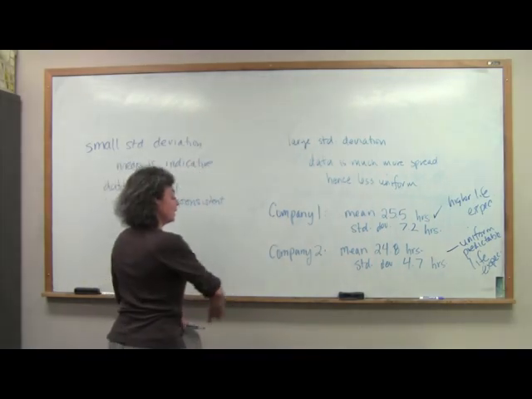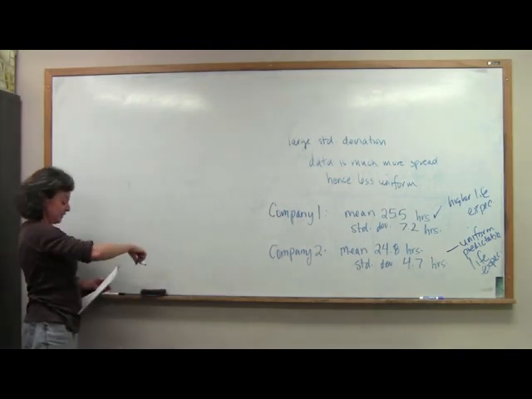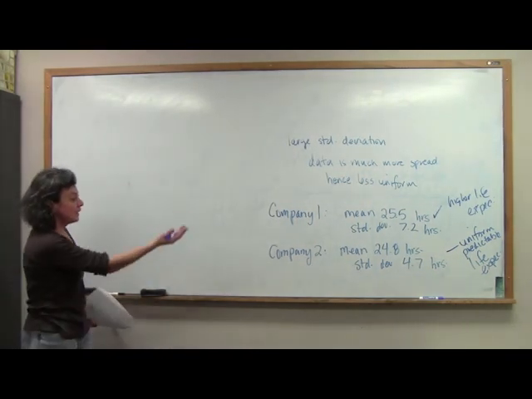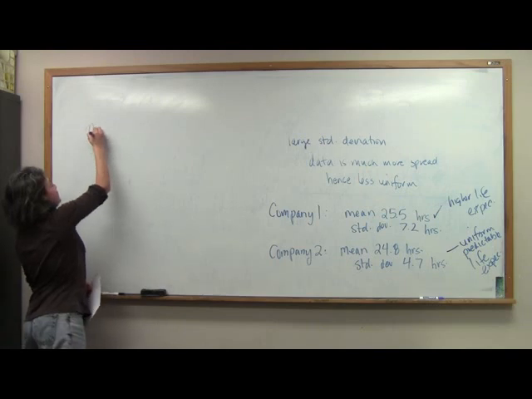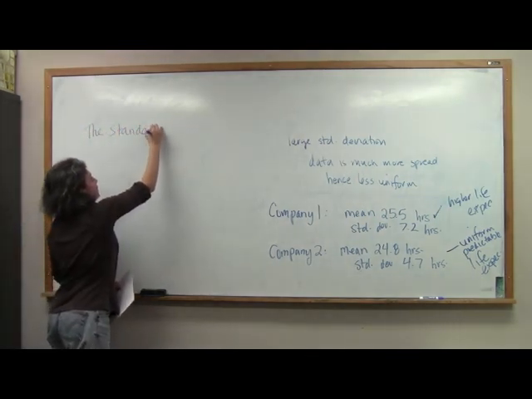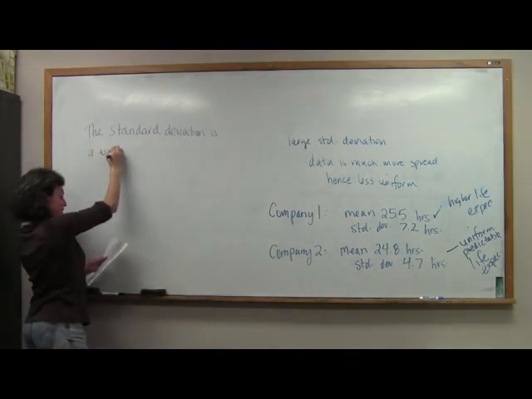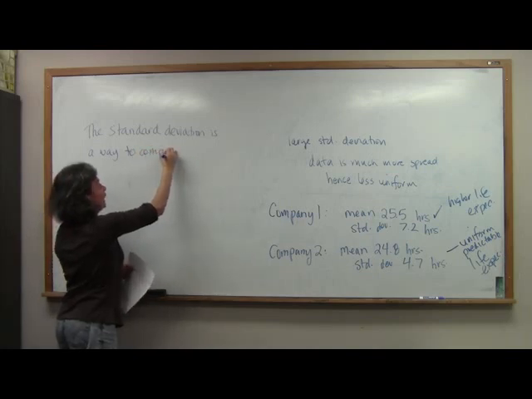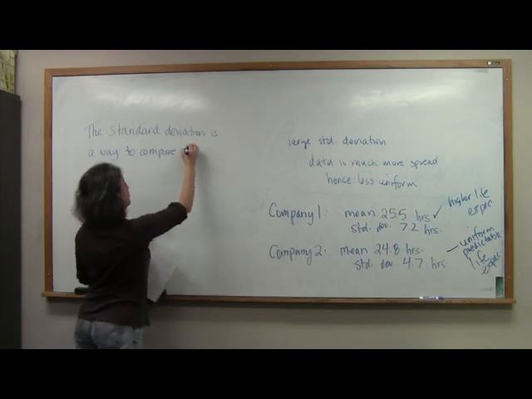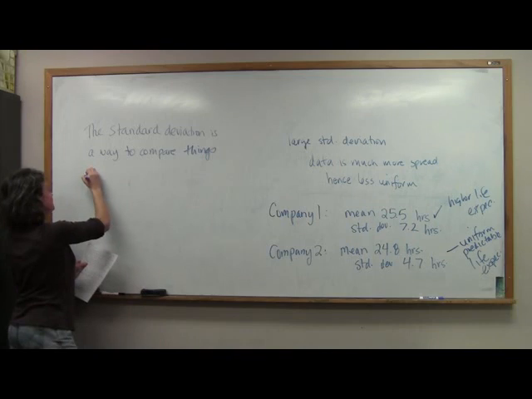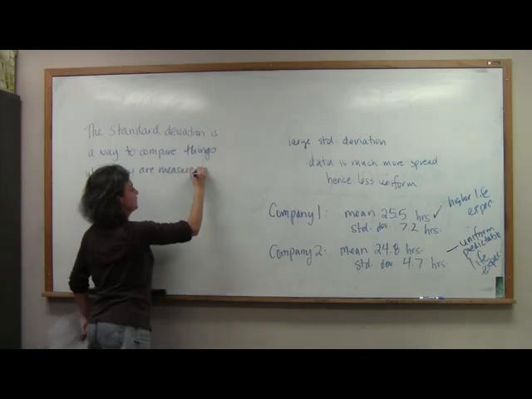All right. Now, another use of our standard deviation is as a tool of measurement. Okay? And we kind of alluded to it here, and we're going to take that a little bit further. The standard deviation is a way to compare essentially apples and oranges. It's a way to compare different things when they are measured on different scales.